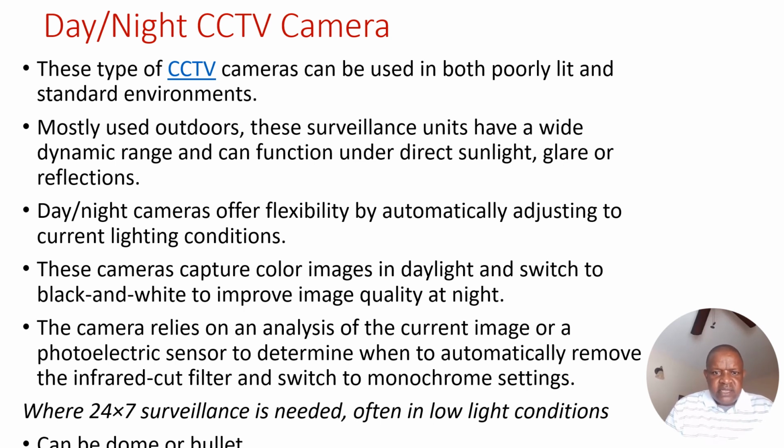These cameras capture color images in daylight and switch to black and white to improve image quality at night. The camera relies on analysis of the current image or a photoelectric sensor to determine when to automatically remove the infrared cut filter and switch to monochrome settings. Where 24/7 surveillance is needed, often in low light conditions, these cameras are used. They can be dome or bullet.